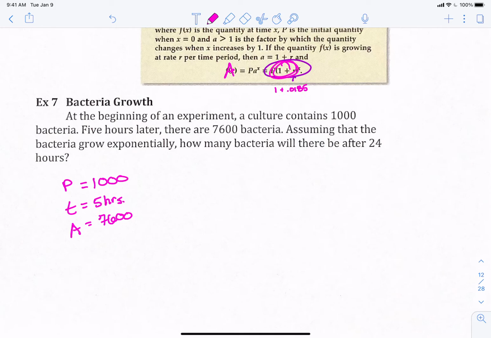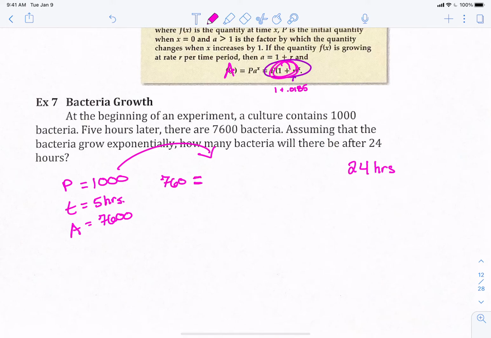So that's time again. But we've got to figure out what our growth rate is. They don't give us our growth rate. We've got to plug stuff in to find what our growth rate is, and then we've got to plug 24 hours back in to figure out what our new amount is. Okay, so let's figure out where we put all our stuff in here.